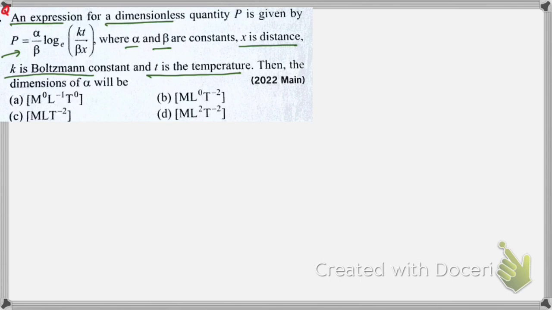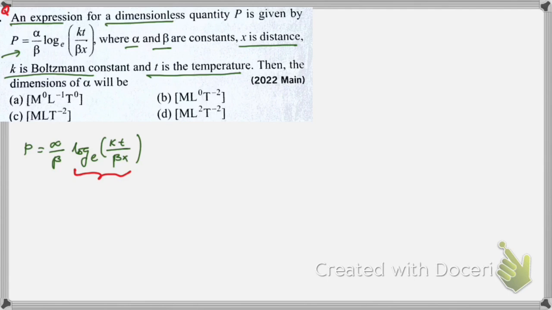So here you see, first let me write the given relation, that is P is equal to alpha by beta log of kT by beta x. As I have already mentioned in the last problem that we have solved, logarithmic functions, trigonometric functions, exponential functions, these are dimensionless.